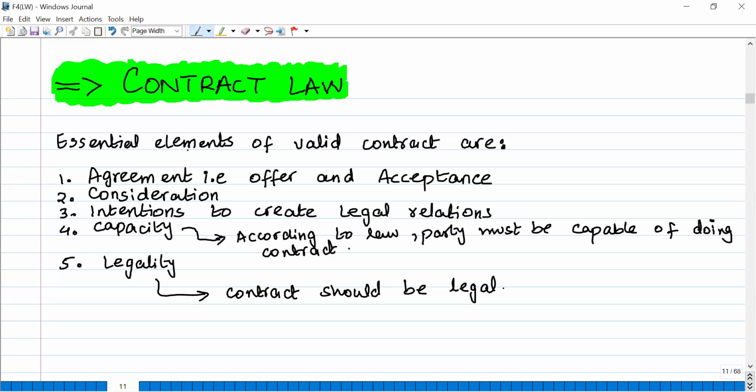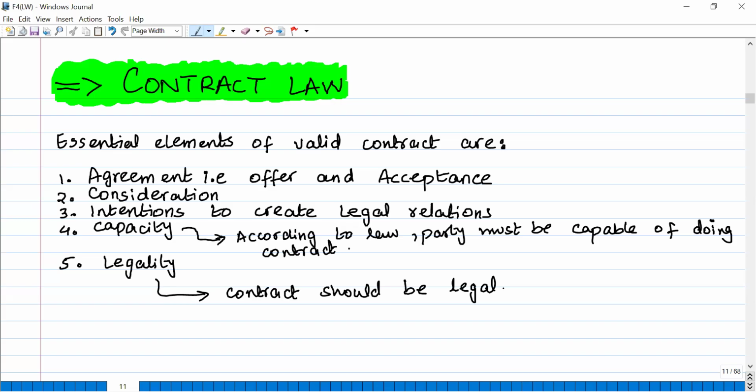Let's start our new chapter. The name of the chapter is Contract Law. This chapter is the most lengthy chapter of the book, and that is why it is also important. You can get at least 25 marks from this chapter alone. So this chapter has great significance. Now let's start. The name of the chapter is Contract Laws.